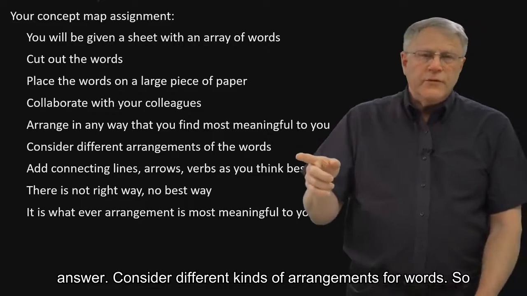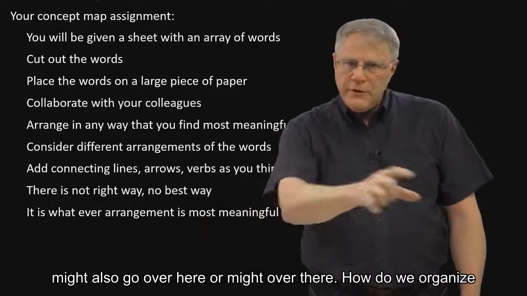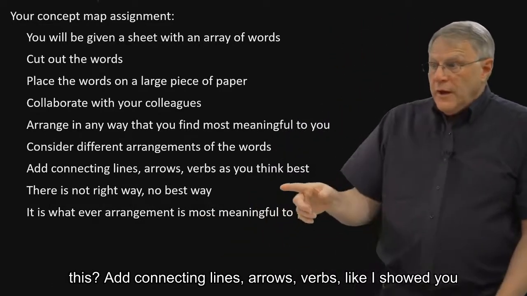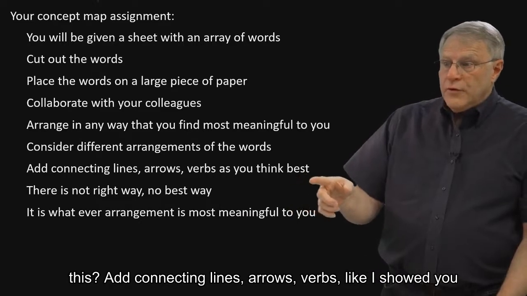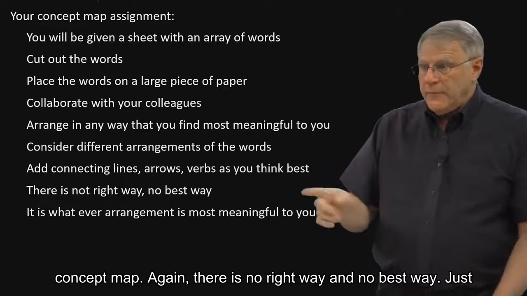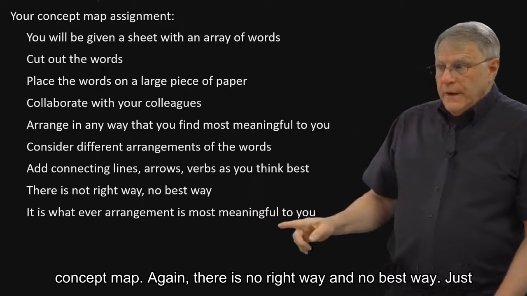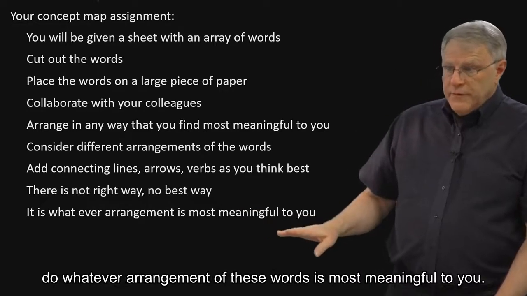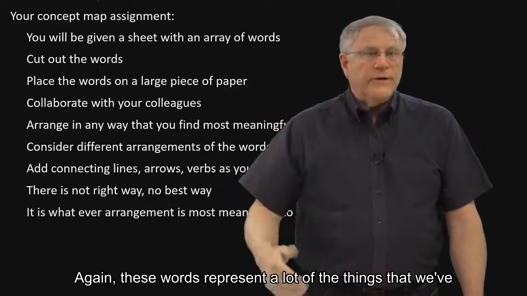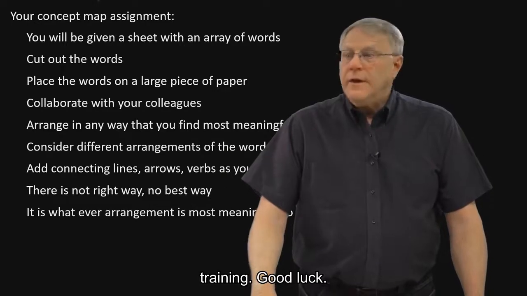Consider different kinds of arrangements for words. So don't just say, oh, this word goes here, absolutely. Well, it might also go over here, or it might go over there. How do we organize this? Add connecting lines, arrows, verbs, like I showed you a few moments ago, as you think best. This is your concept map. Again, there is no right way and no best way. Just do whatever arrangement of these words is most meaningful to you. Again, these words represent a lot of the things that we've been talking about in these videos for this pedagogical training. Good luck.